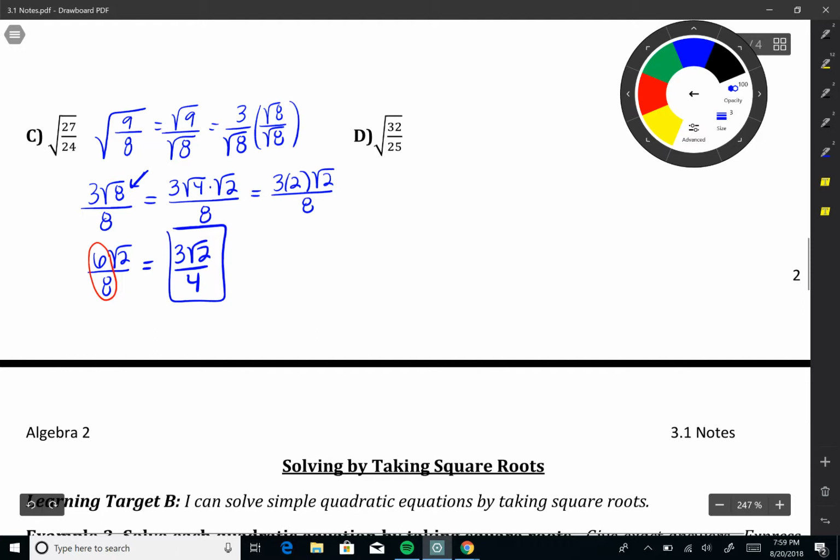Lots of steps in that one. And there's different ways you could have gone about that. Like I could have simplified this radical right here in the beginning. But every step we did there was legal, and it worked out.